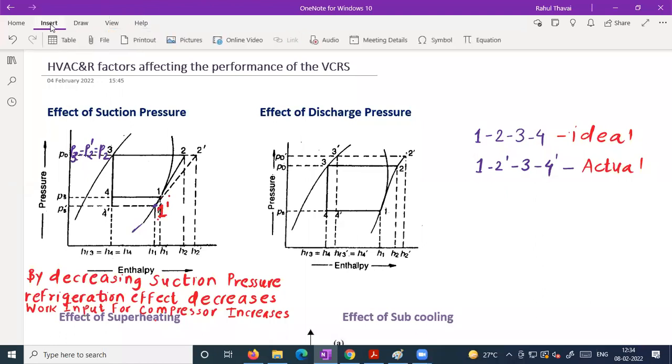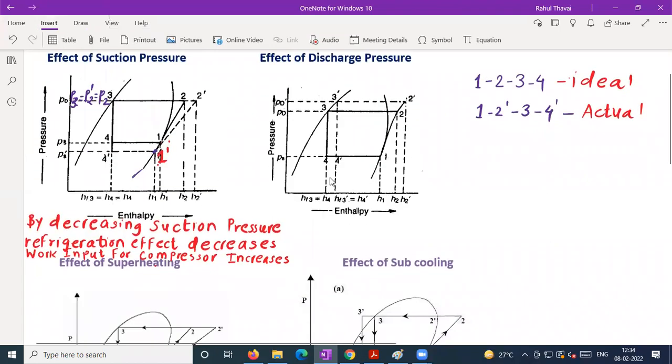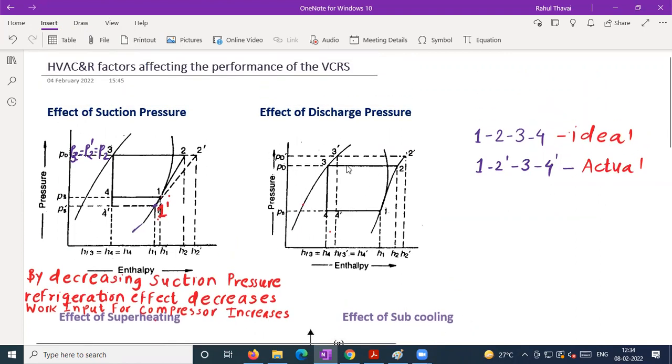Yes, sir. Is that okay? If you want, I'll write this down in detail. After that, I will share this in detail. Now let us move to the next point.